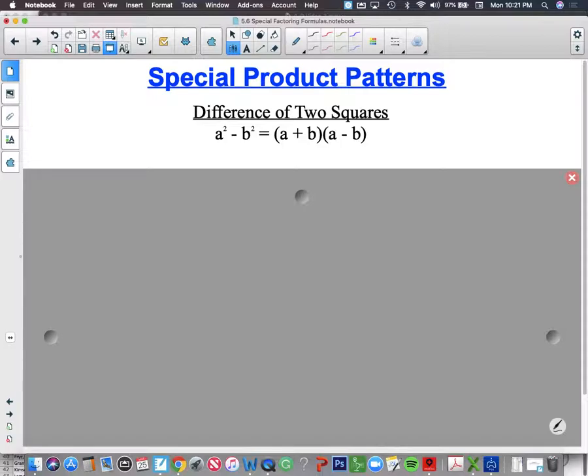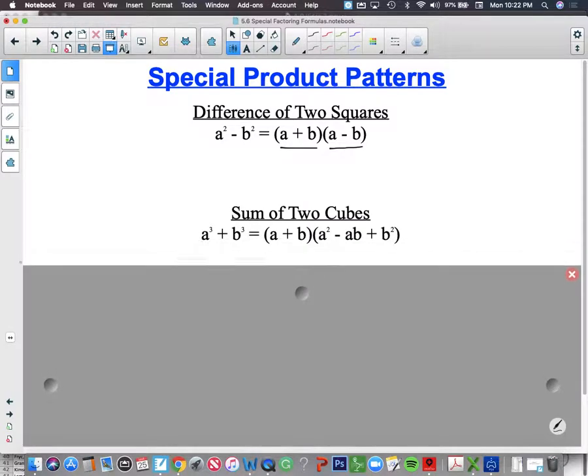So if we have a squared minus b squared, that's just two terms that are both perfect squares, then that would turn into (a plus b)(a minus b). So it's pretty much you take the square root of those numbers and then you put them into parentheses, once with a plus, once with a minus. Okay?